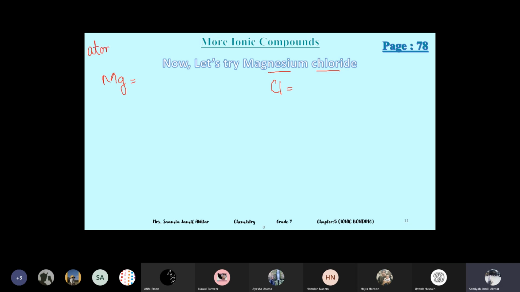Magnesium atomic number is 12, so it has 12 electrons. Chlorine atomic number is 17, so 17 electrons. What will be the electronic structure of magnesium? 2 in the first shell, 8 in the second shell, and 2 in the third shell. It's 2, 8, 2.